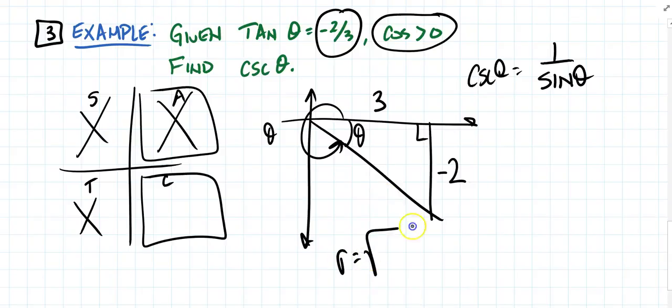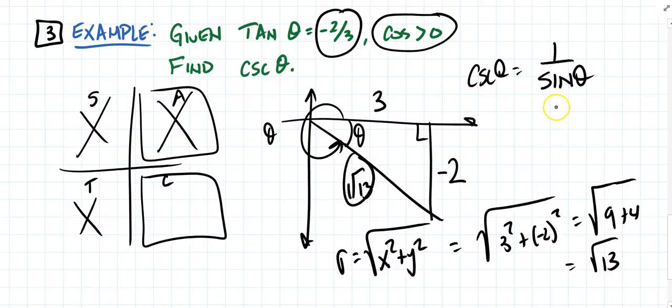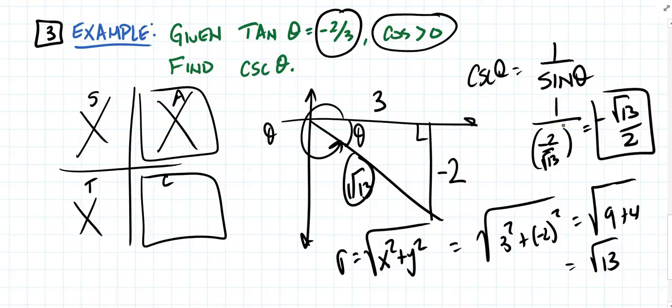So r is going to be the square root of x squared plus y squared. That's the square root of 3 squared plus negative 2 squared, so that's 9 and 4, which gives me the square root of 13. And the cosecant is going to be 1 over the sine. The sine of theta is the opposite over the hypotenuse, so negative 2 over root 13. Therefore, this is going to be negative root 13 over 2 when I flip and multiply. So the cosecant of theta would be negative root 13 over 2.